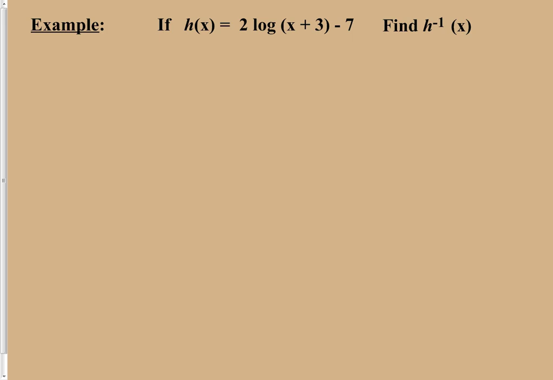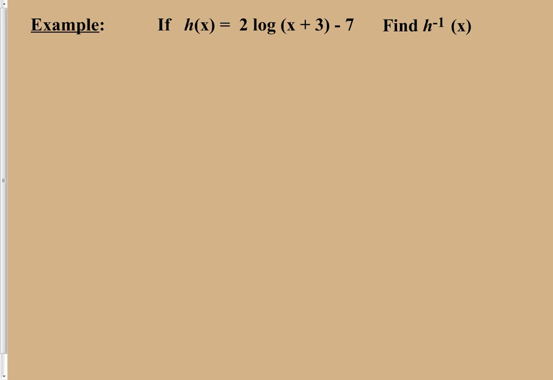First example, if function h is 2 times the log of x plus 3 minus 7, find its inverse. We have a logarithmic function. Its amplitude has been changed to a higher number, 2, so the logarithmic function is going to be moving faster than it should. We have a phase shift plus 3. That means it is moved 3 units to the left. And we have a vertical shift minus 7, so it's been dropped 7 units down. We'll work that out in class, probably on Thursday.